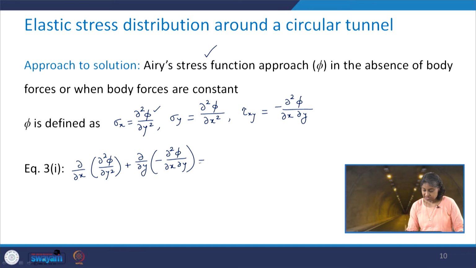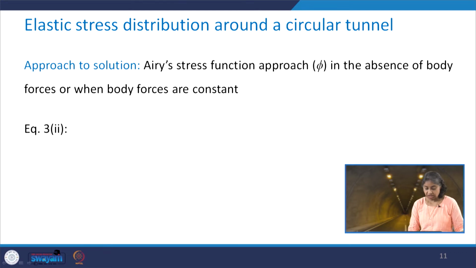So, this is what you are going to get: del 3 phi del x del y2, and then the second term will also be the same, del 3 phi del x del y2. And you see that both the terms are the same. So, this is going to be equal to 0. Now, let us take a look at the other equilibrium equation, that was given by equation 3.2.